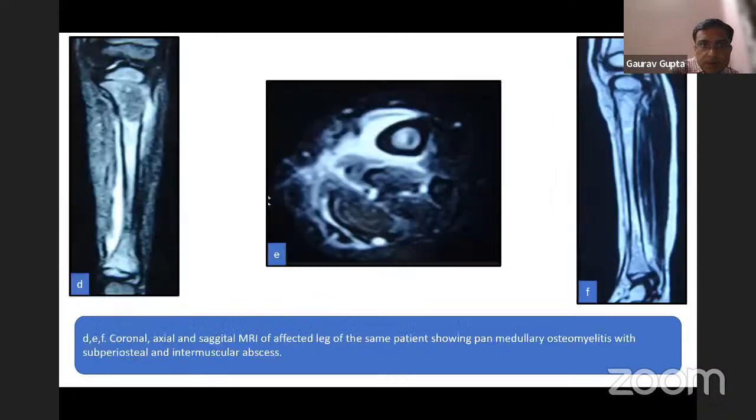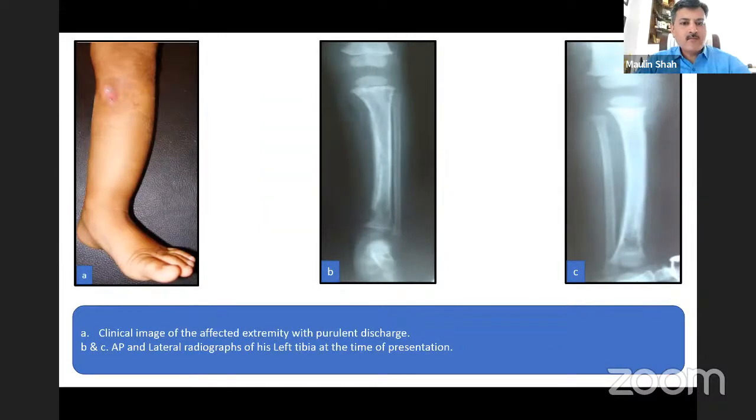So we straight away got an MRI as our protocol, and we found that the infection was extending throughout the tibia till the lower end. So go back to the x-ray, Gaurav. Right, sir. I remember that before this orthopedic colleague drained it, the x-ray was normal.